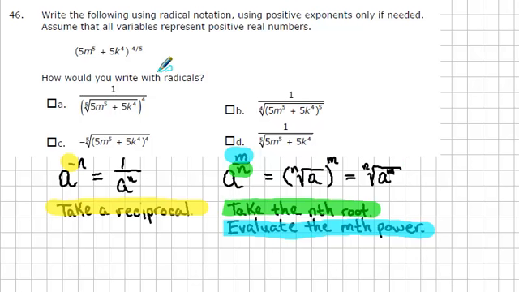So let's go ahead and go up to our problem and decide what this expression is equal to. Well, first of all, we see a negative exponent, so the negative exponent means that we need to take a reciprocal. So we can rewrite this expression as 1 over 5m to the fifth plus 5k to the fourth raised to the positive 4/5.